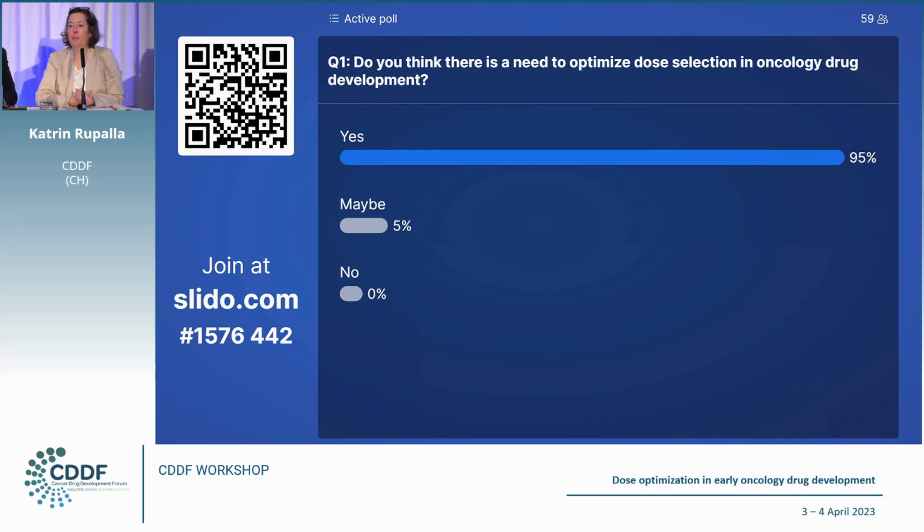Give it a couple more minutes. You see we have a lot of online participants as well. Already almost close to 70 votes. So I think this is a pretty clear picture of where our head as an audience is. We clearly see that there's a need to optimize dose selection in oncology drug development. So there's a lot of consensus here.